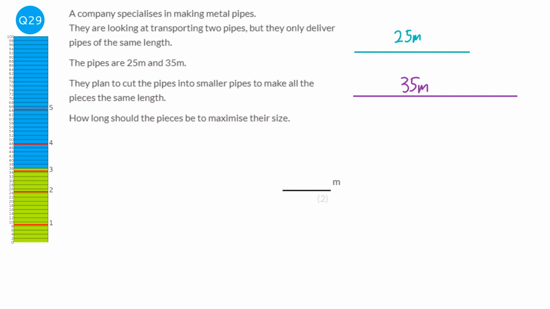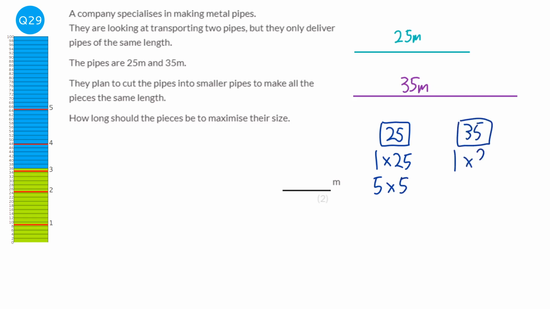So to find the highest common factor, what we do is we just find the factors of 25, which is 1 and 25 and 5 and 5. And the factors of 35, which will be 1 and 35 and 5 and 7. And the highest common factor is the highest number in both lists, so it's 5.